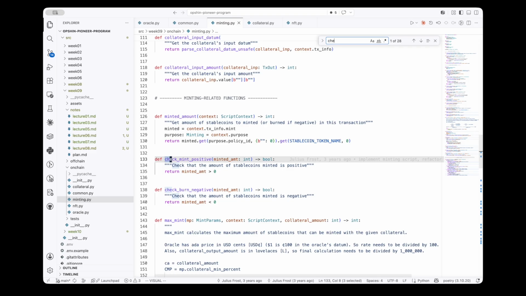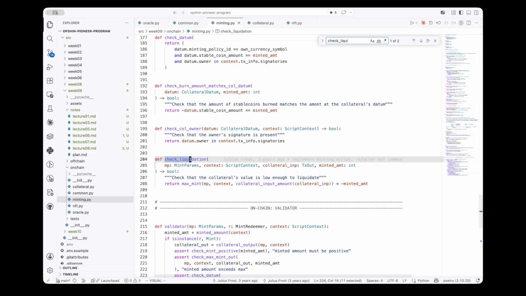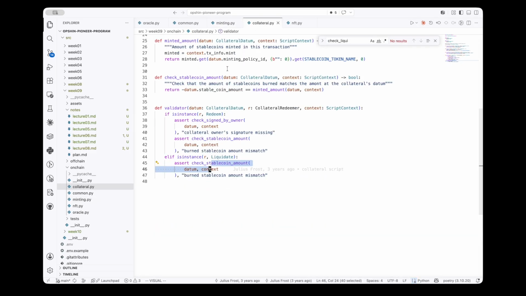The check that the position is actually undercollateralized was already enforced in the minting policy. We saw it in this check liquidation. Because we know that that contract is run as well when we burn tokens, we don't need to do this check here again. That would be duplicate, and we don't want unnecessary execution, which would cost unnecessary transaction fees.